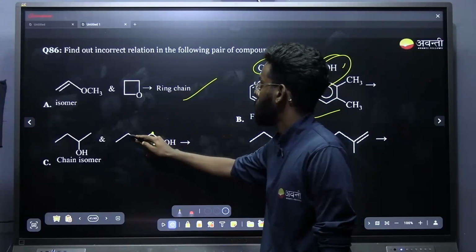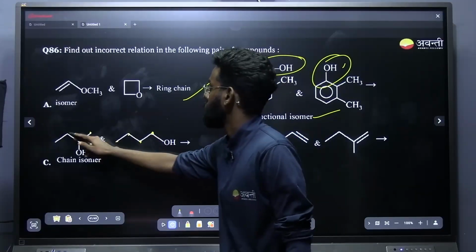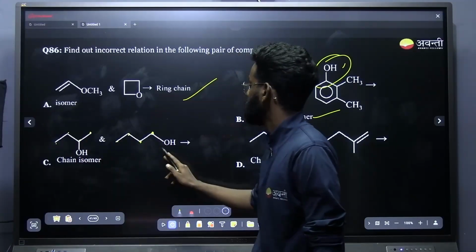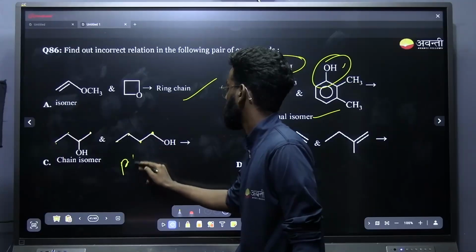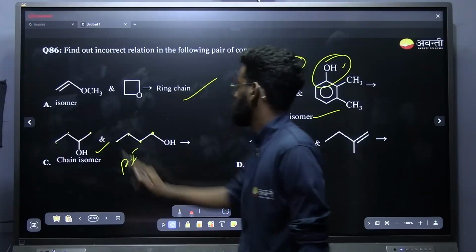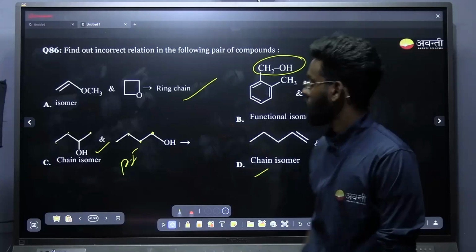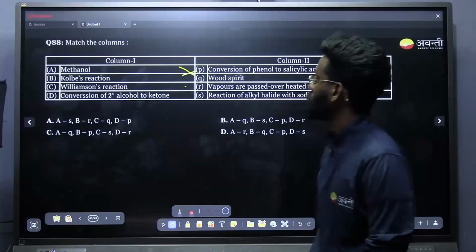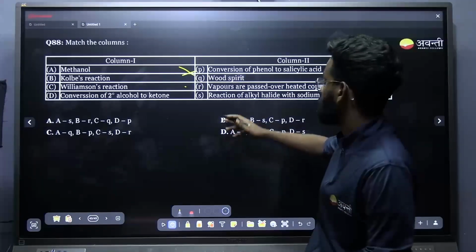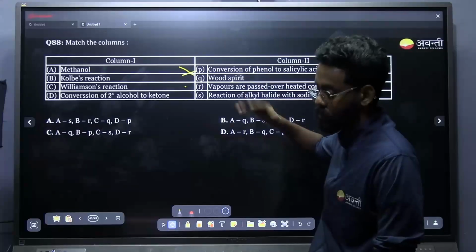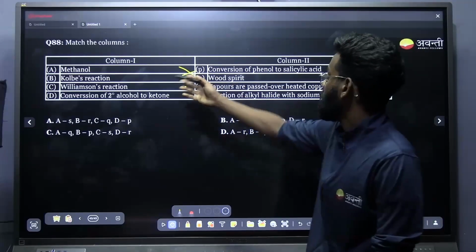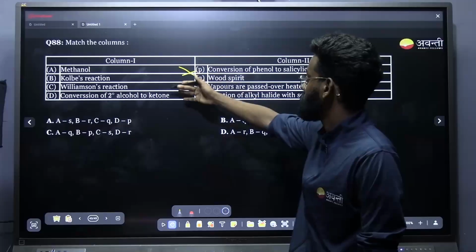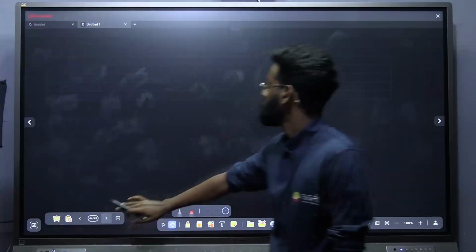They will be different in their parent chain. Here the parent chain is the same, which means they are not chain isomers, they are position isomers. So this is the answer. This is chain isomer. The parent chain should be different, then only it will be chain isomer. Yeah, these all are answers already in the solution that I will be giving. Direct question only, Kolbe's reaction, all these equations are familiar to you. I am not going to discuss it.